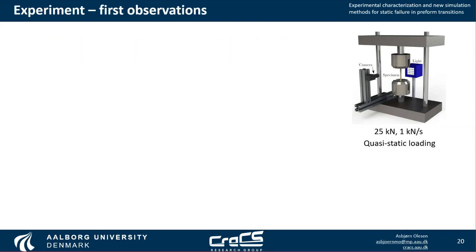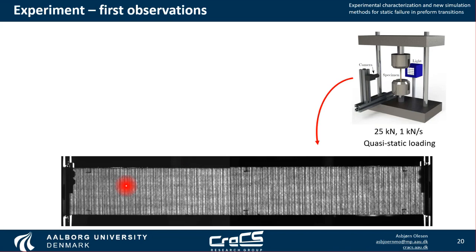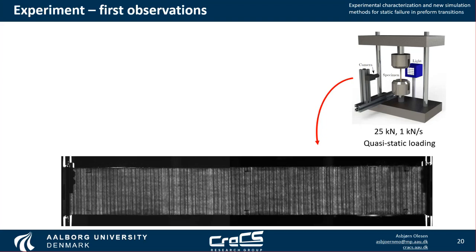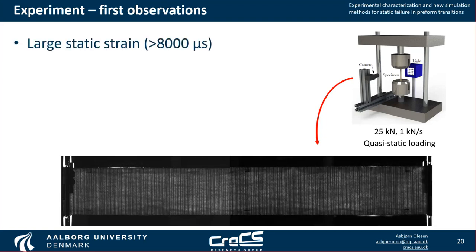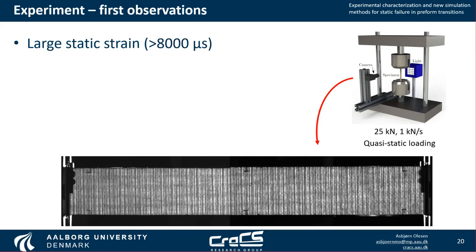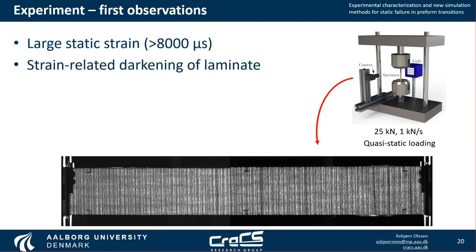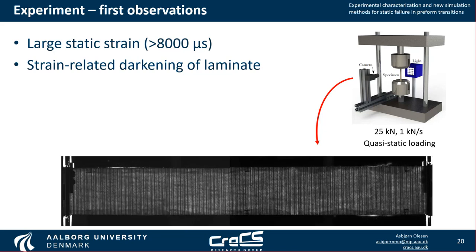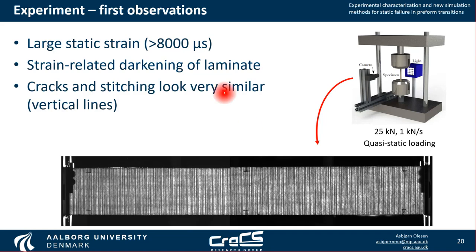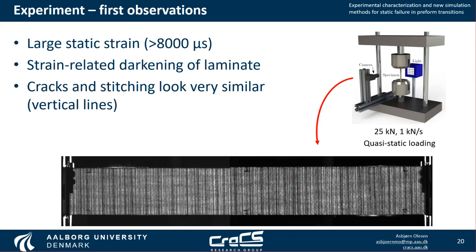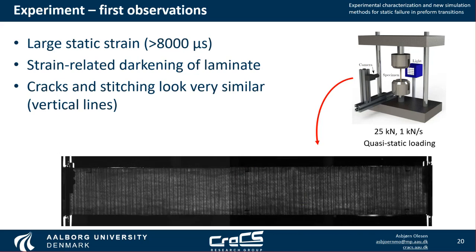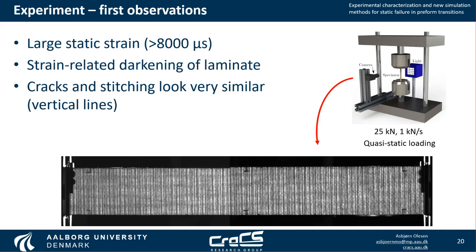When we do the experiment, we get an output of images shown here. As we apply load, you can see it begins to darken in these lines, which is the damage we're looking for. Some observations are that we're working with very large strains. We're also experiencing this darkening effect of the laminate as the load is applied. And critically, the cracks that we're looking for, these darkened lines here, are also very similar to stitching effects in the laminate. We must be able to distinguish between these two when we want to actually characterize the damage.